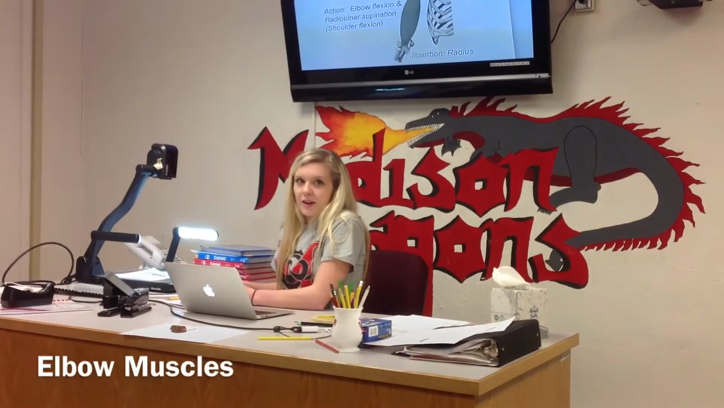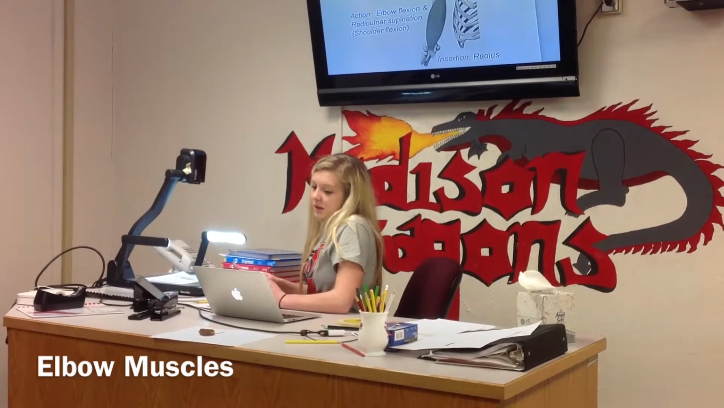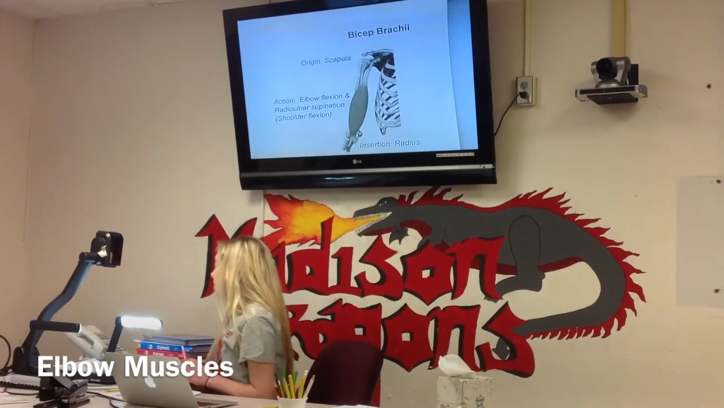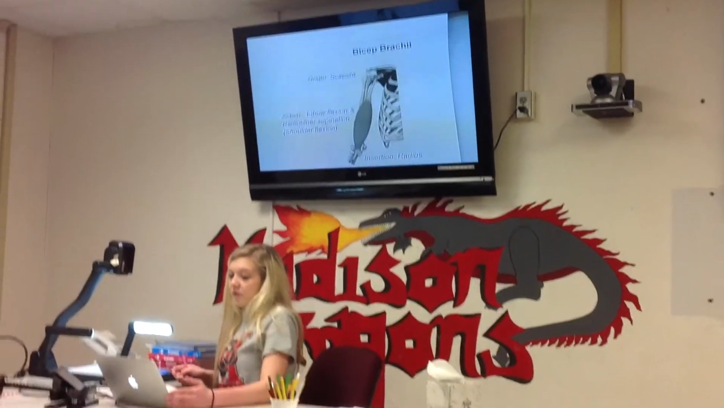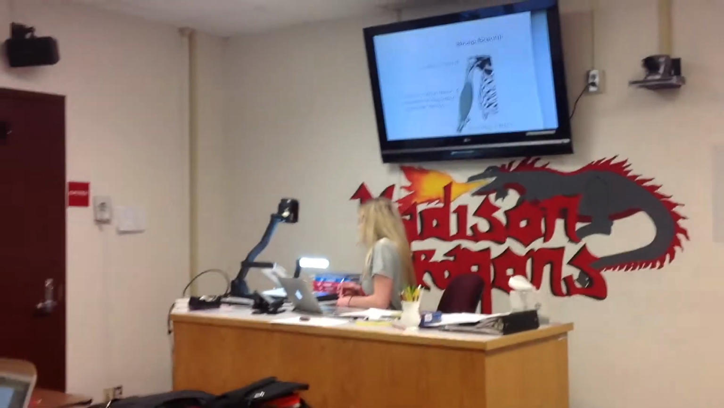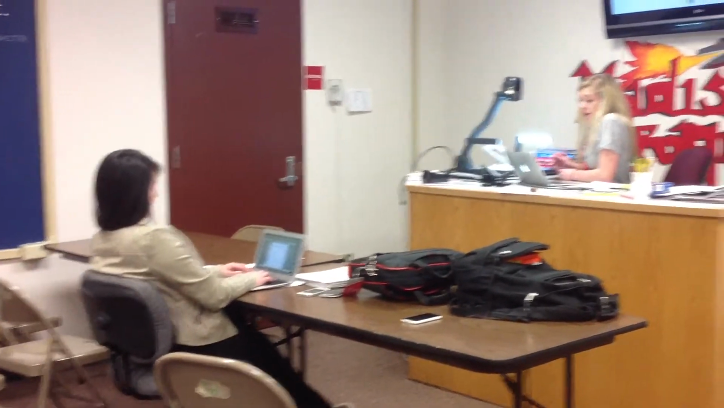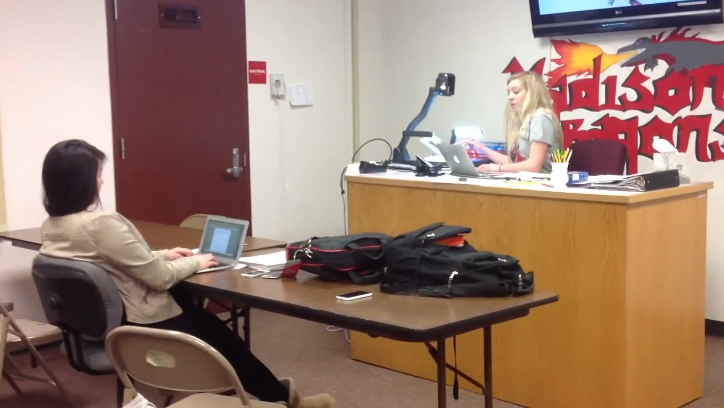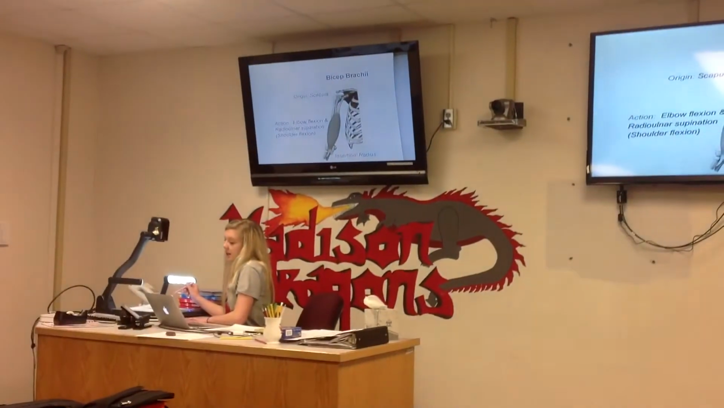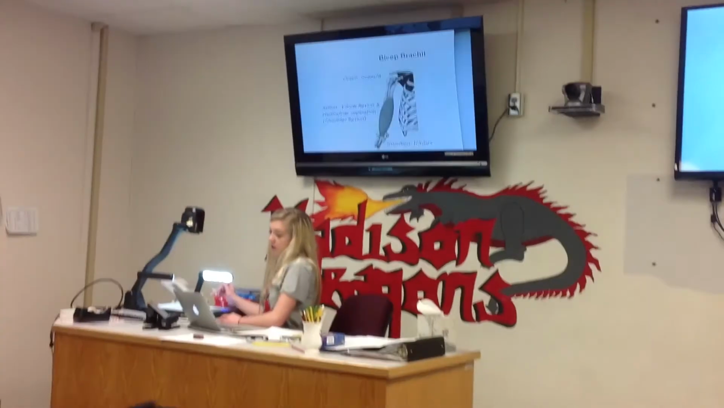And now adding on to Professor Torres's with the elbow. The biceps brachii, the origin is the anterior shaft of the humerus. The insertion is the coronoid process of the ulna. The action is flexes the elbow. The agonist is the biceps brachii, and the antagonist is the triceps brachii.